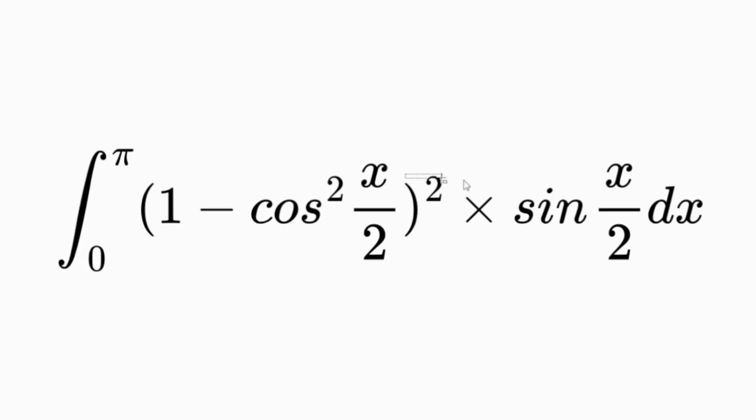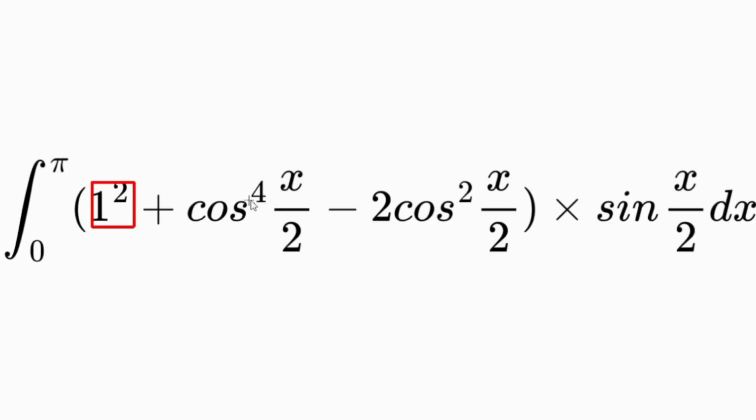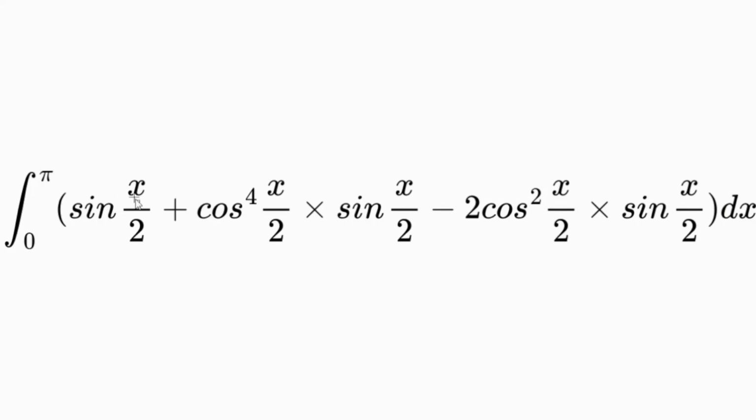Now we are going to apply the whole square formula, and we will get 1 square plus cos^4 x by 2 minus 2 cos square x by 2. As you can see, sin x by 2 is going to multiply with the bracket, so we will get sin x by 2 plus cos^4 x by 2 into sin x by 2 minus 2 cos square x by 2 into sin x by 2 dx.